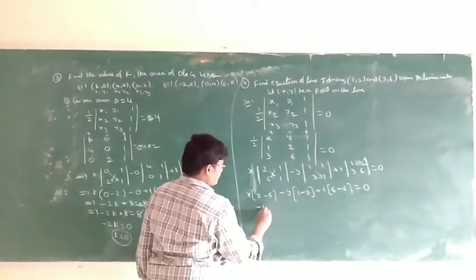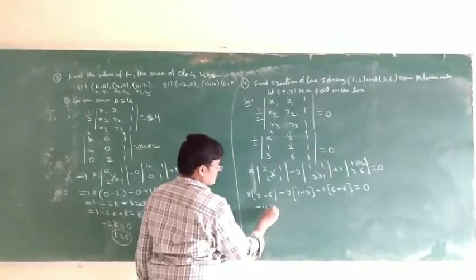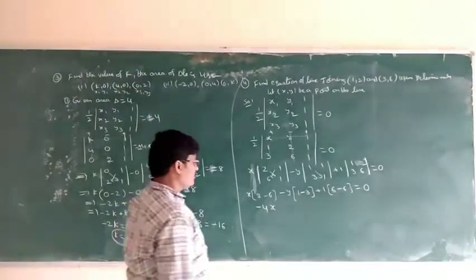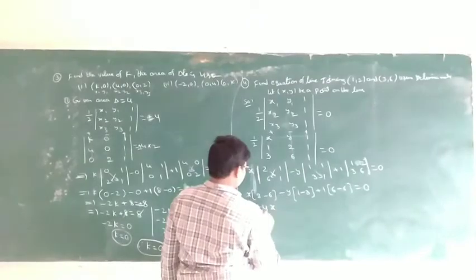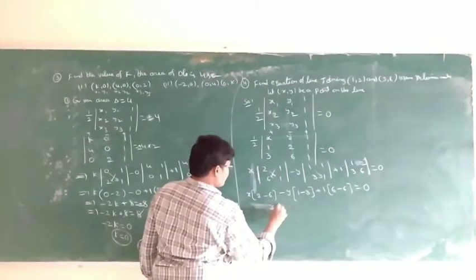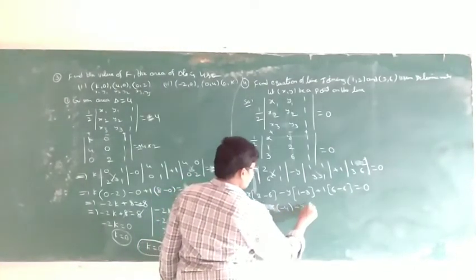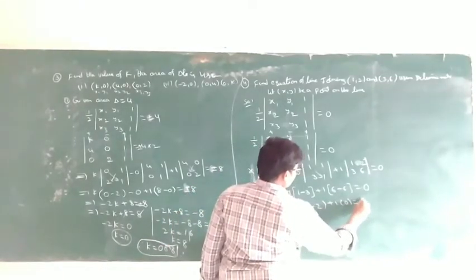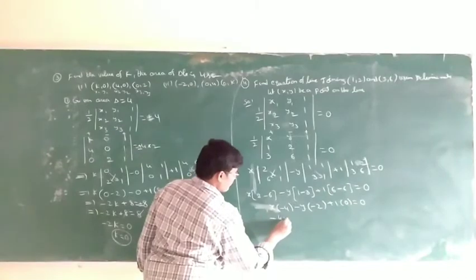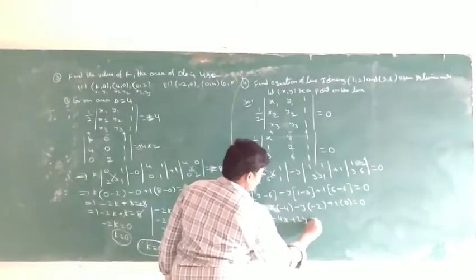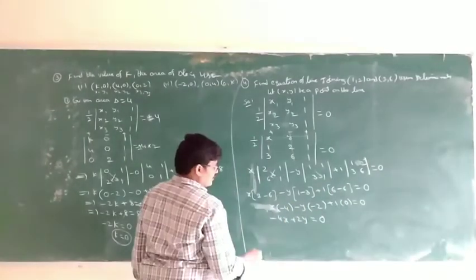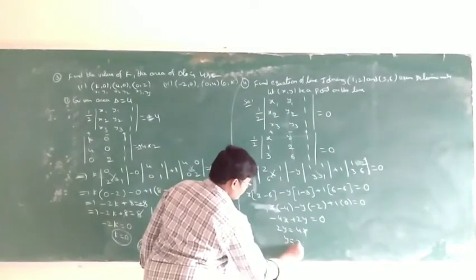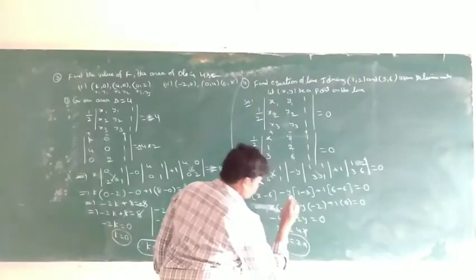So x times (minus 4), minus y times (minus 2), plus 1 times 0 is equal to 0. So minus 4x plus 2y equal to 0. So 2y is equal to 4x. So y is equal to 2x.